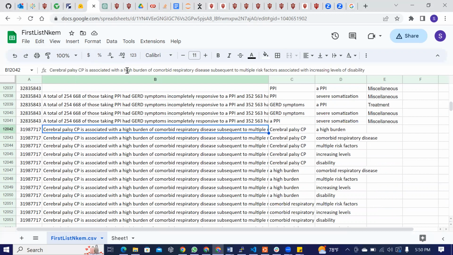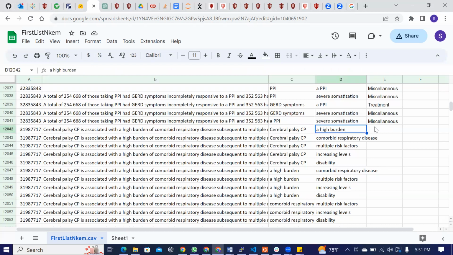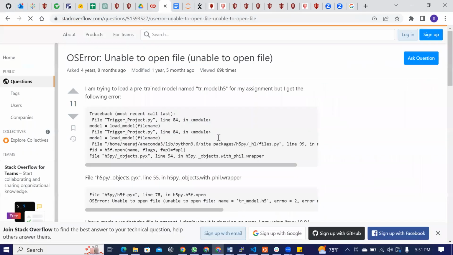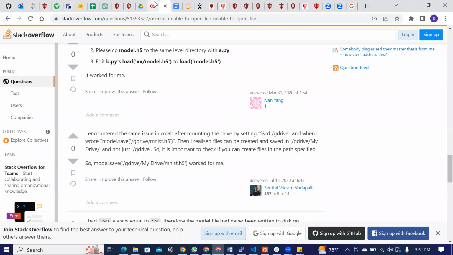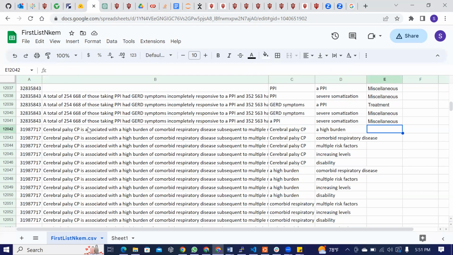Cerebral palsy (CP) is associated with high burden of combined respiratory disease subsequent to multiple factors associating with increased levels of disabilities. This sentence is talking about CP with a high burden, you understand, of respiratory disease. So it describes an association between this disease and another disease, subsequent to multiple factors associated with increasing levels of disability. Now, high burden, yeah.